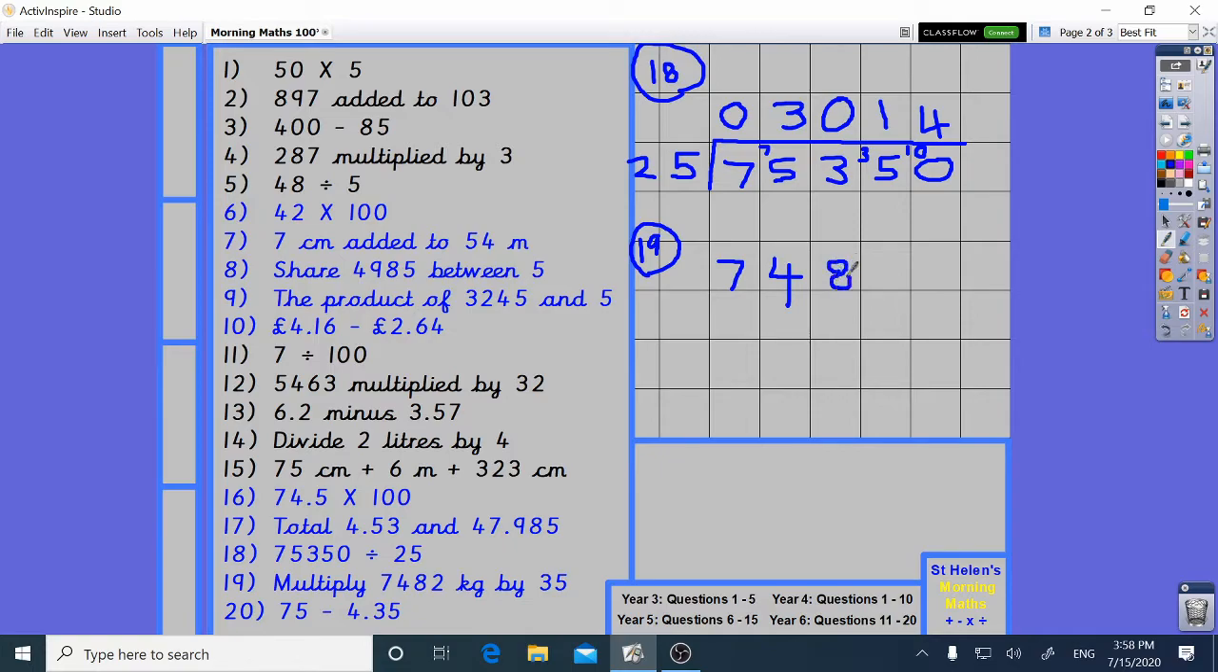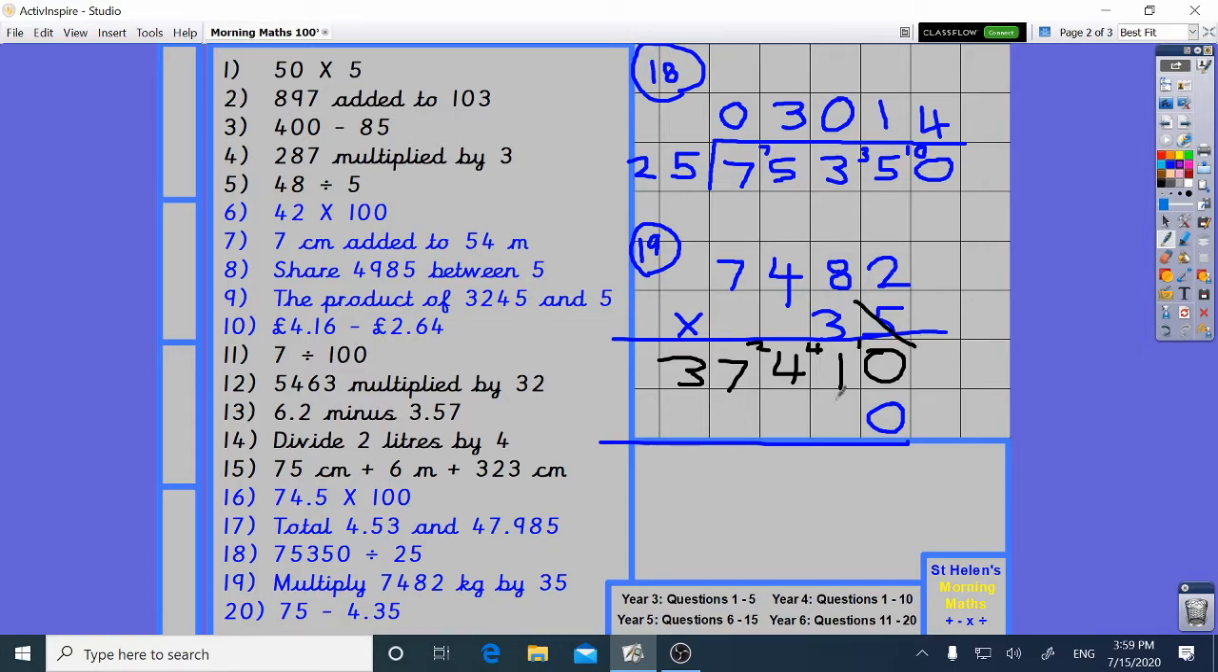Number 19, 7,842. Multiply that by 35. 7842 times 35. So I need my 2 lines, I need my 0 here. I'm just going to do this one because year 6 know what they're doing. I'll talk through the check. 5 times 2, 10. 5 times 8, 40 plus 1, 41. 5 times 4, 20 plus 4, 24. 5 times 7, 35 plus 2, 37. Next line.